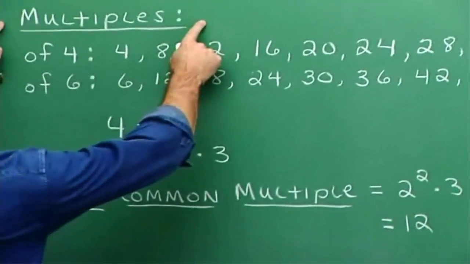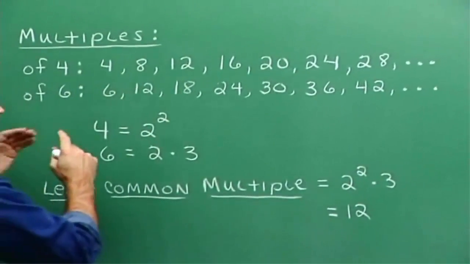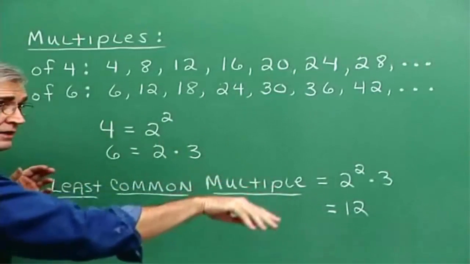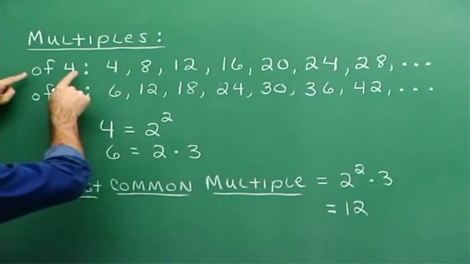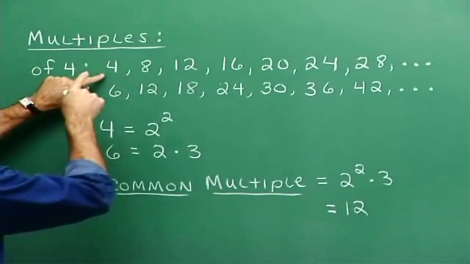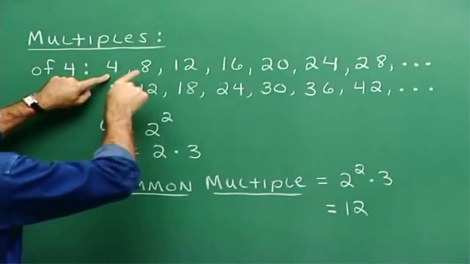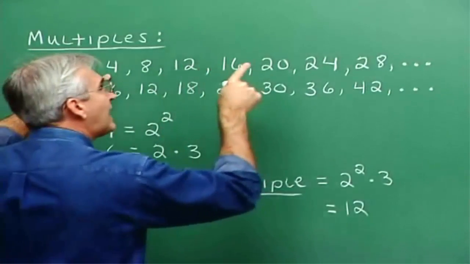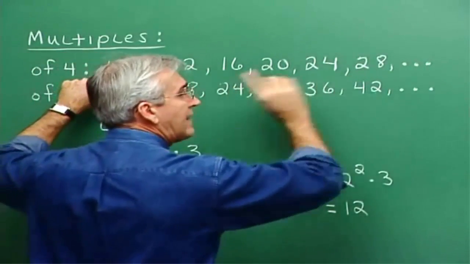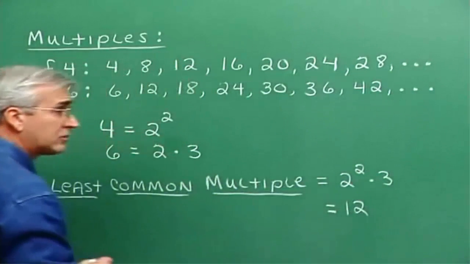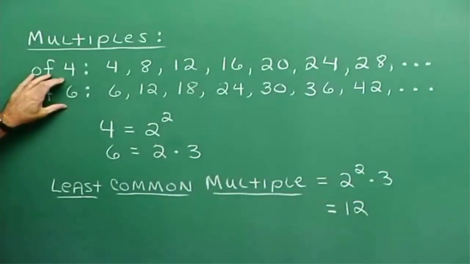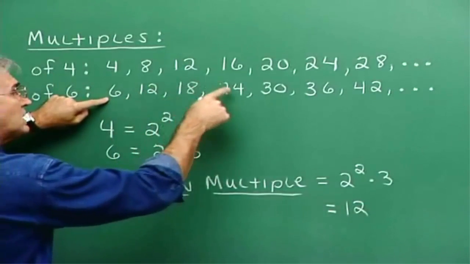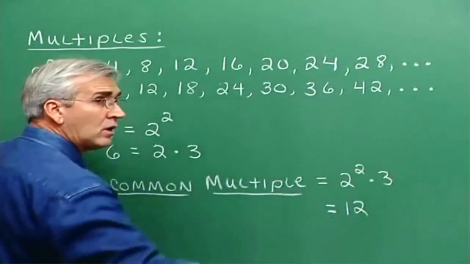Now, the multiples of a number are generated by taking a number and multiplying it by 1, 2, 3, 4, and so on. So if we want to generate multiples of 4, it would be 1 times 4, 4, 2 times 4, 8, 3 times 4, 12, 4 times 4, 16, 5 times 4, 6 times 4, 7 times 4, and so on for the multiples of 4. For the multiples of 6, same idea. It's 1 times 6, 2 times 6, 3 times 6, 4 times 6, 5 times 6, and so on.